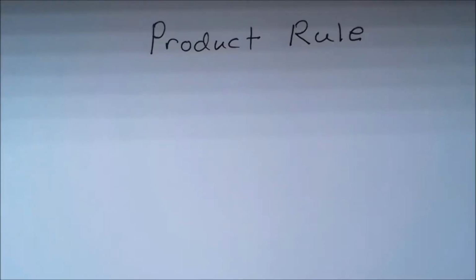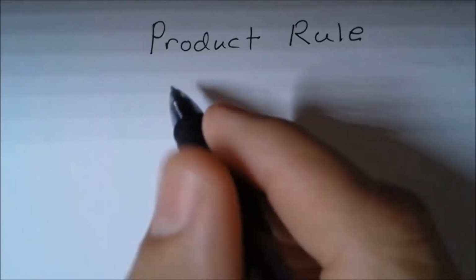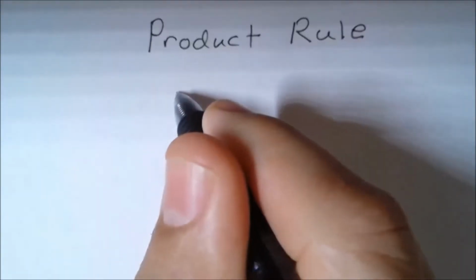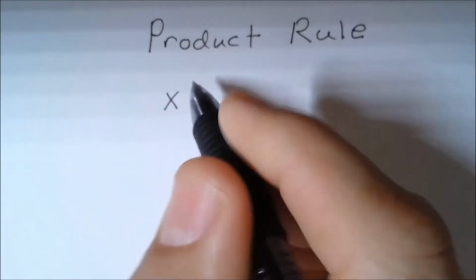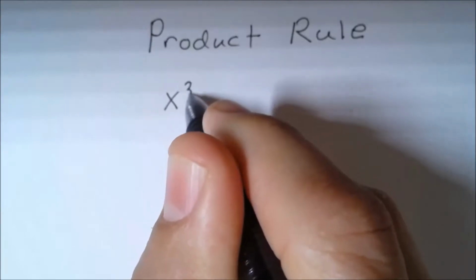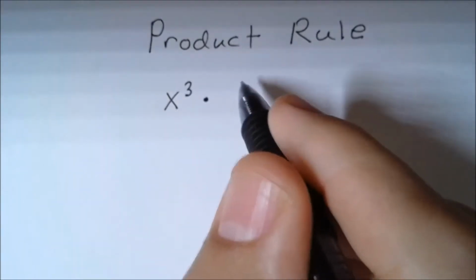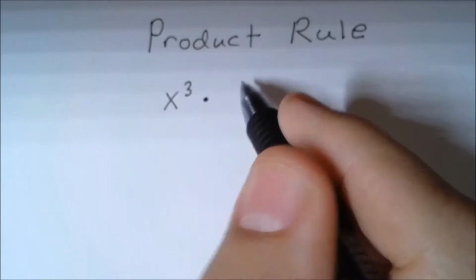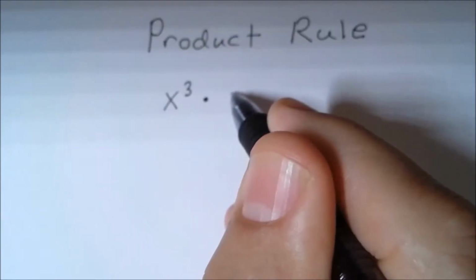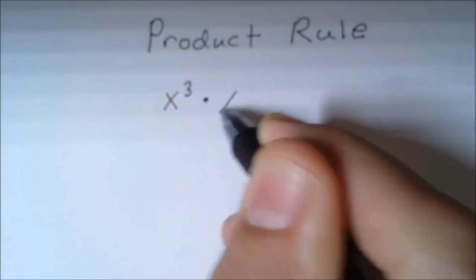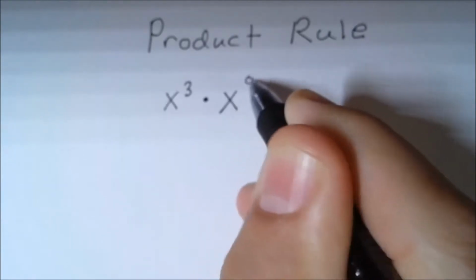This video is on the product rule, exponential rule. So we're going to take a look at two different examples. On the first one, in the product rule, what it says is that whenever we have a power of some number or variable multiplied to another number or variable of the same kind with a different power, we simply just add the powers together. And so here's an example.